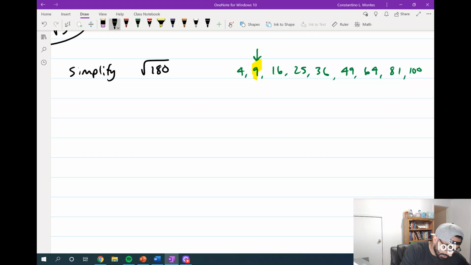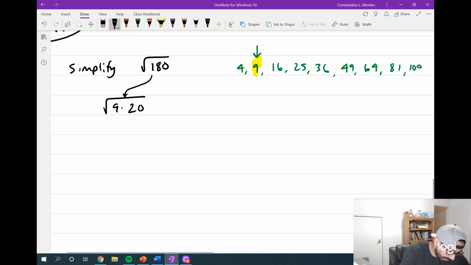So what I'm going to do is I'm going to rewrite this square root of 180 into the square root of 9 times, oh, and I don't know what that is. But you know what you can do? Just use a calculator, right? So I'm going to write 180 divided by 9. So that's 20. So this is 20. 9 times 20 is 180. Maybe you already knew that. I didn't. That's okay.